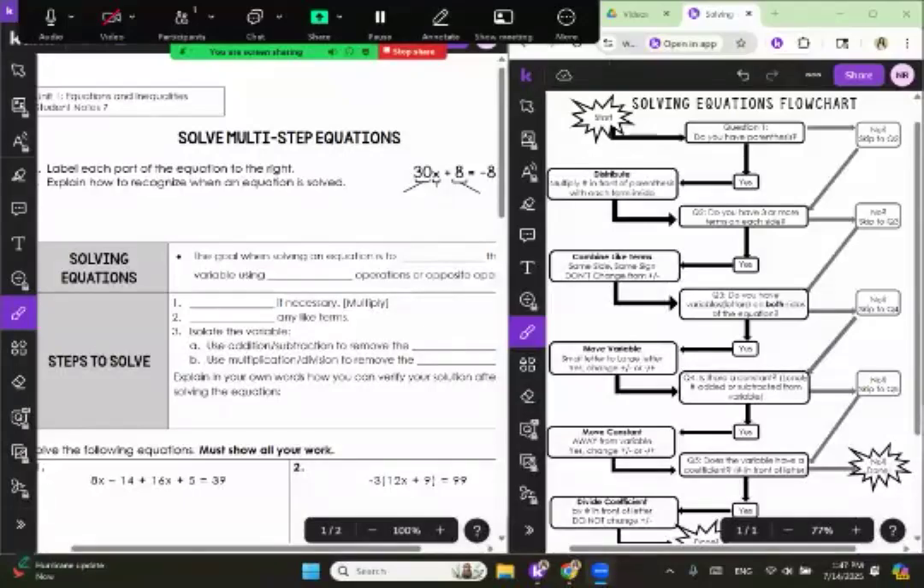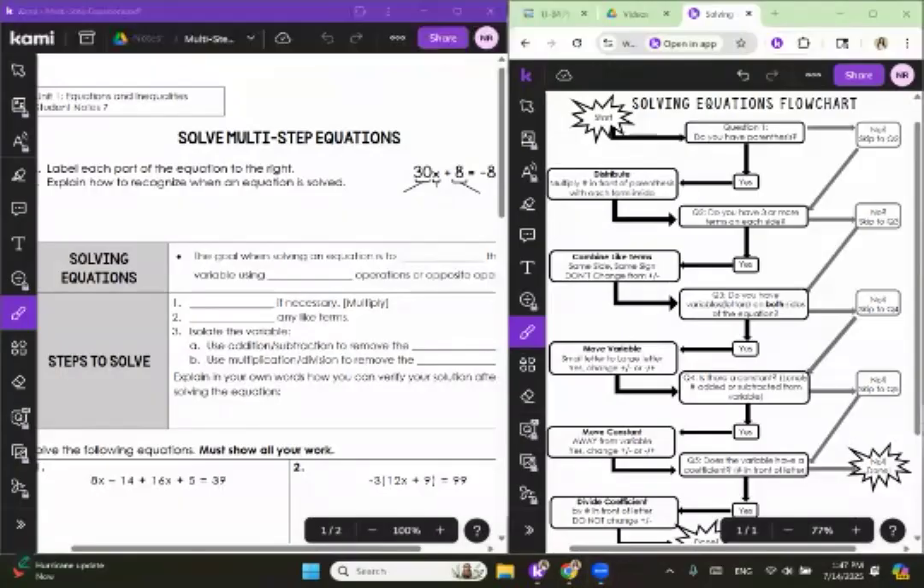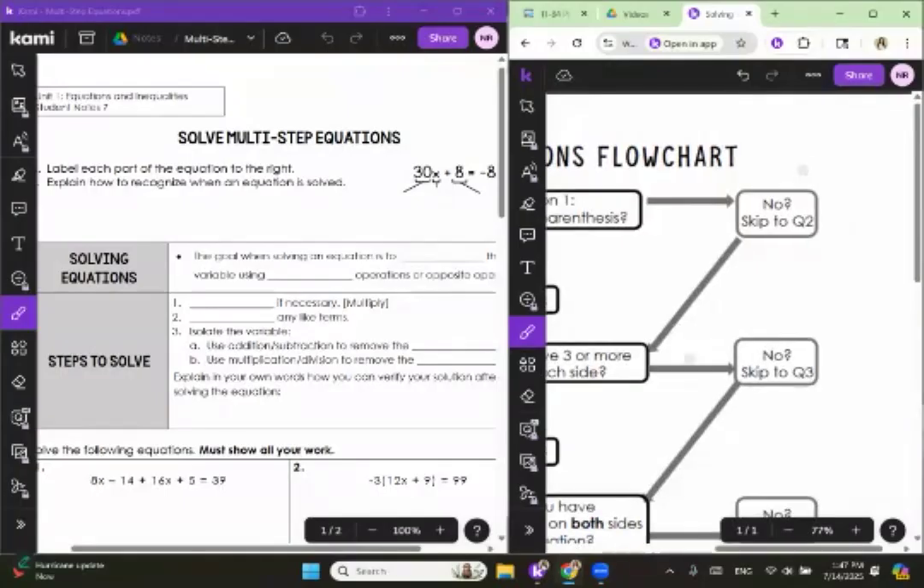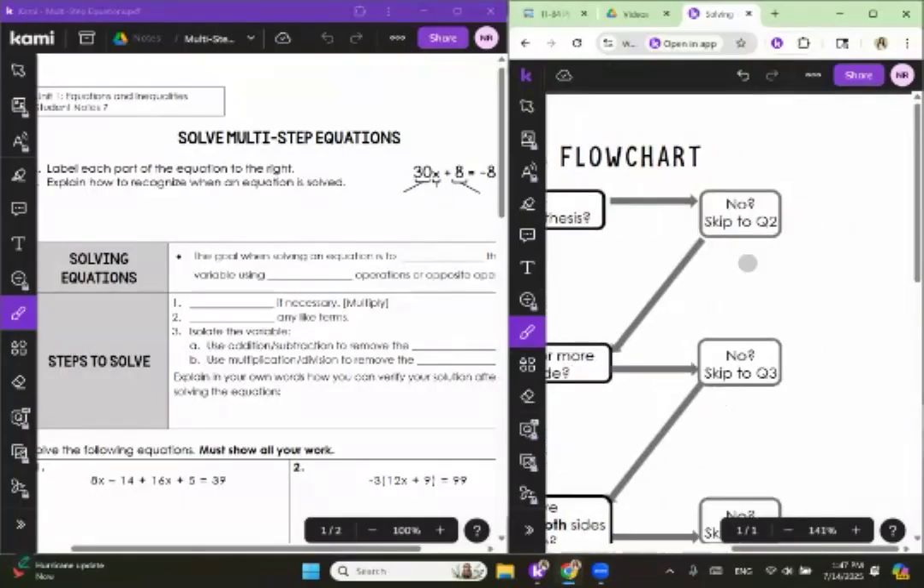Okay, so moving on into multi-step equations, because multi-step equations involve at least three, four, or more steps, it can start to get confusing on what step to take first. So I created a solving equations flowchart that you'll be able to use for a little bit. No, you will not be able to use this on the test, but it will at least help you get the steps down in the correct order for the time being.